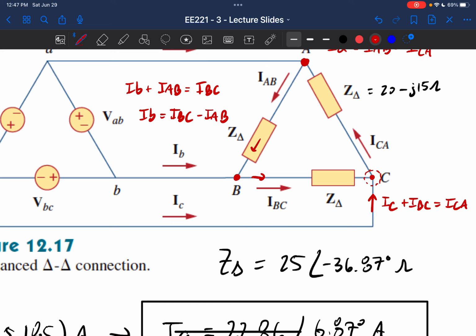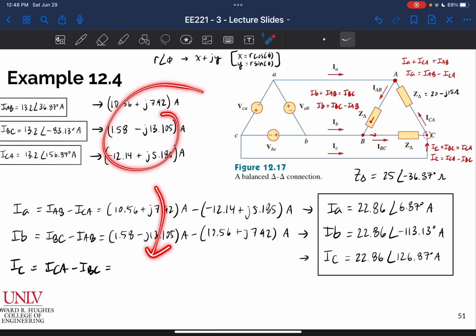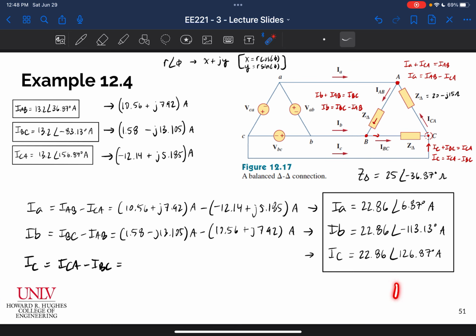The sum of the currents leaving is equal to the sum of the currents entering, and we are interested in IC, so we would isolate that: ICA minus IBC. Then we would come up here and write this out, IC is equal to ICA minus IBC, and then we would throw these values down in here, do the subtraction, and then we would get IC. Okay, so we found the line currents here, the phase currents here, and we're done with this problem.